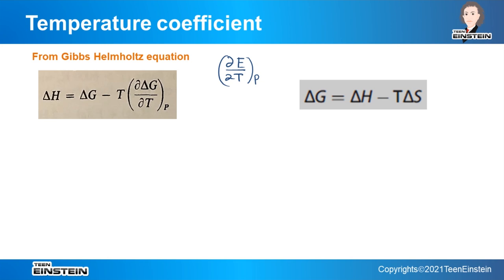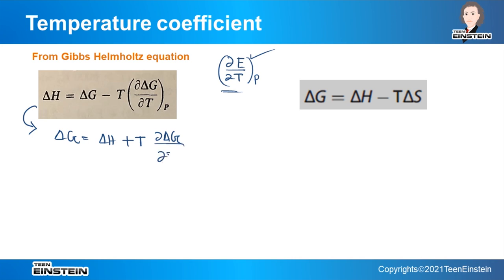Now why is this term important? Because sometimes you can get numericals involving this temperature coefficient. Suppose it asks to find the value of the temperature coefficient, then how do you calculate it? And sometimes the temperature coefficient value is given, and you have to find del H or del G or del S.